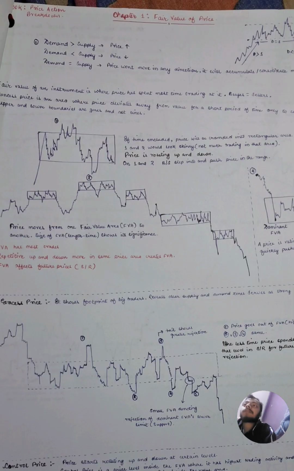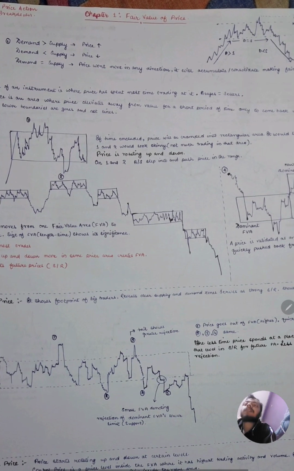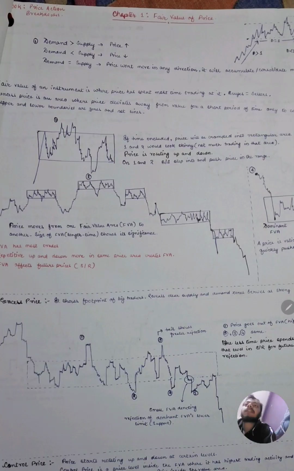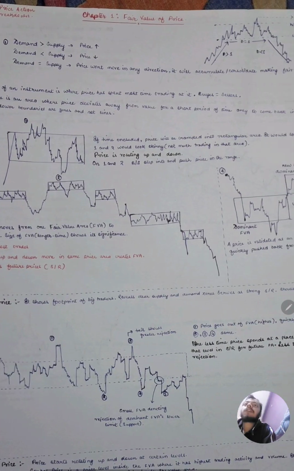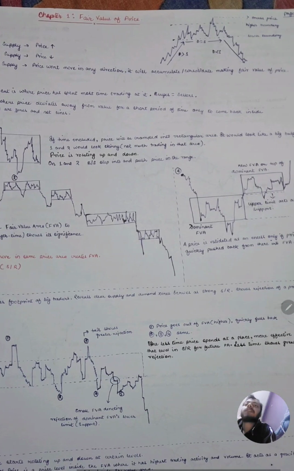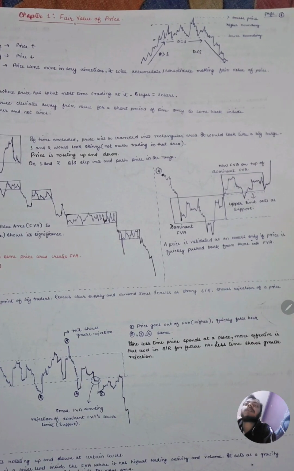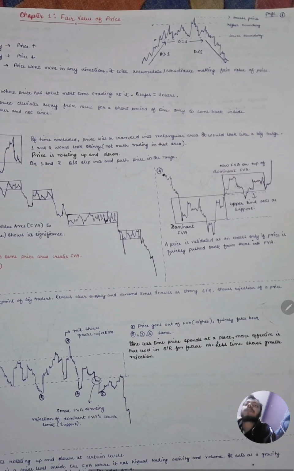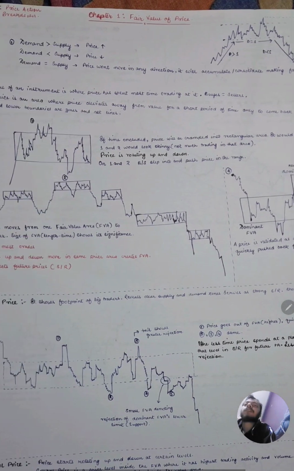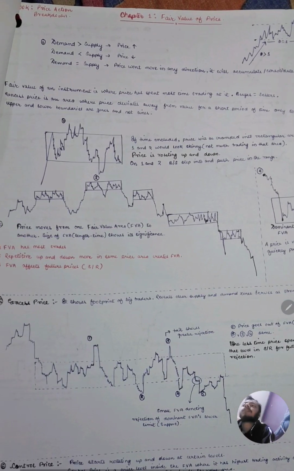And when demand is equal to supply, the price won't move in any direction. It won't go up, nor will it come down. It will consolidate in a small area, and that is called fair value of price. I will come back to it again after some time.